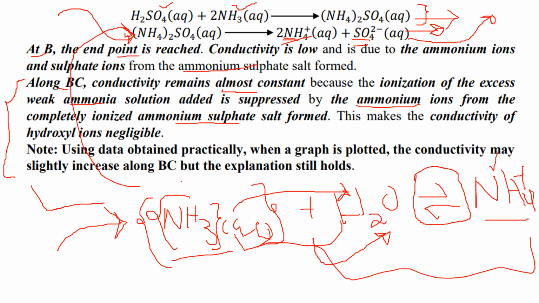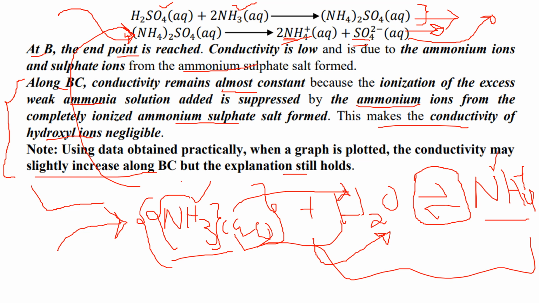It's only ions that can conduct electricity, and since the ammonia being added is prevented from further ionization, we are not forming any other conducting particles. So we remain with the same conducting particles from the salt, and that's why conductivity remains almost constant in case you plot that graph. So we're going to say that this makes the conductivity of the hydroxyl ions negligible. You're going to make a note that using data obtained practically, when a graph is plotted, your conductivity may slightly increase along BC, but the explanation is still going to remain the same.